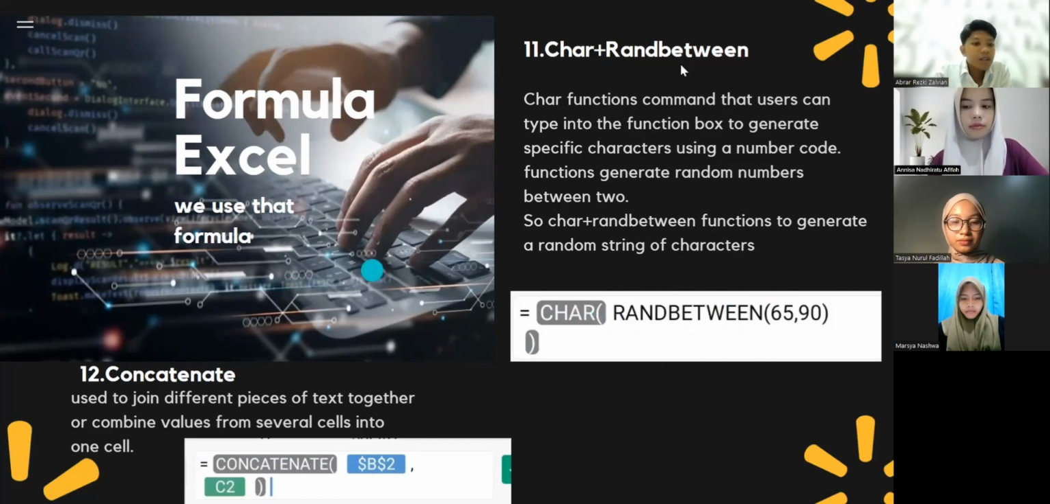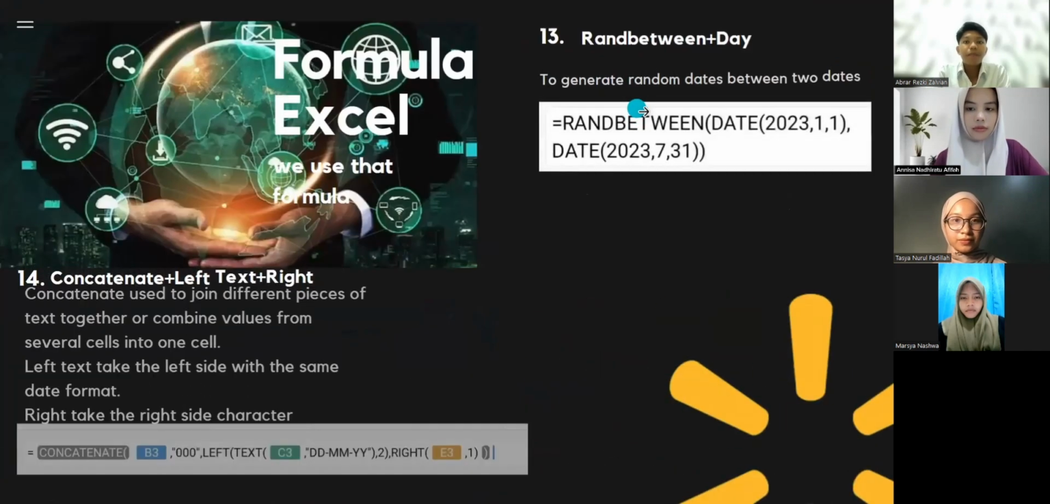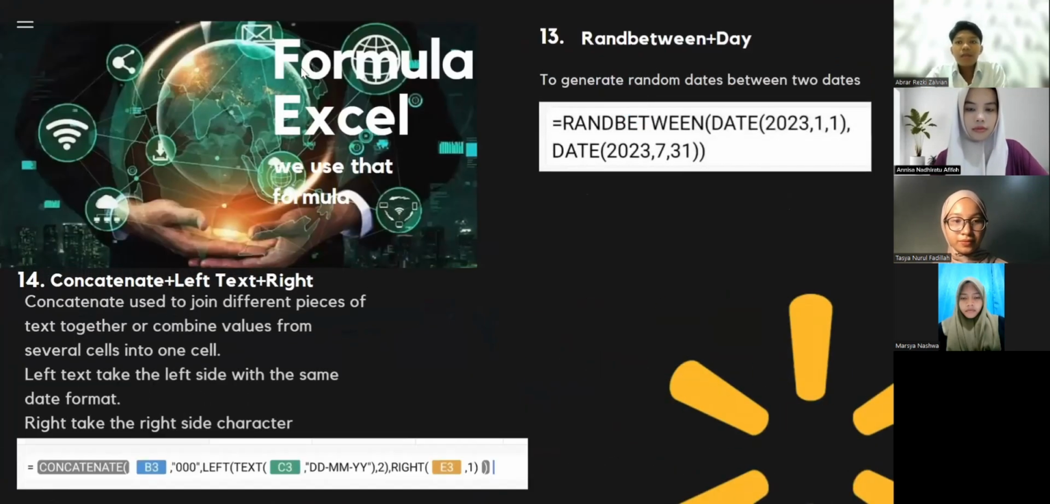And the 12th is CONCATENATE. The CONCATENATE function is used to join different pieces of text together or combine values from several cells into one cell. And as you can see below, this is an example of the formula. Okay, next, 13. RANDBETWEEN plus DAY function. This is to generate random dates between two dates. This is an example of the formula.